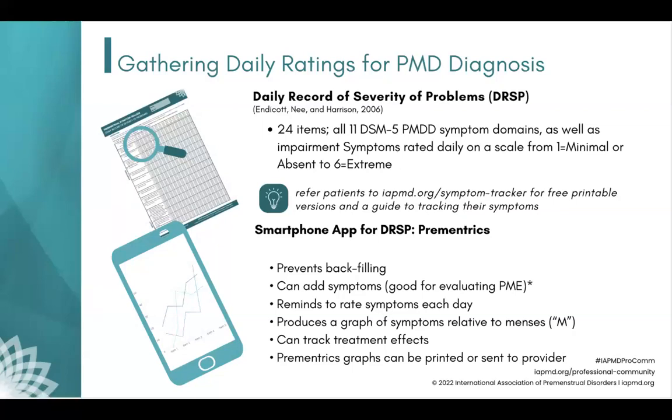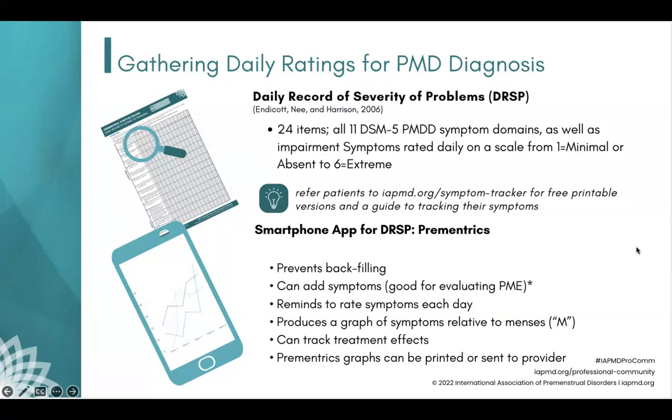Then we get to the task of gathering daily ratings for a PMDD diagnosis. So the gold standard here is the Daily Record of Severity of Problems, the DRSP. This includes 24 items, all 11 of the DSM-5 PMDD symptom domains, as well as some impairment symptoms, and they're all rated daily on a scale from 1, which is minimal or absent, to 6, which is extreme. If you'd like, you can check out the IAPMD website /symptom tracker, and we include free printable versions and a guide to tracking symptoms there. So you can refer patients to that resource.